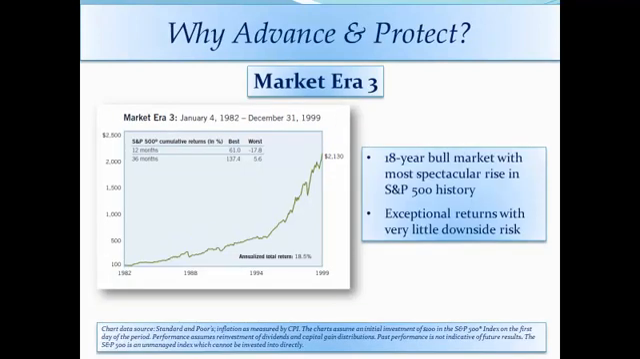Well, in 1981, Ronald Reagan lowered taxes, creating the catalyst for the best 18-year bull market in the S&P 500 history. The average annual return from 1982 to 1999 was 18.5%. As you can see from this chart, there was very little volatility, and the market basically went straight up.